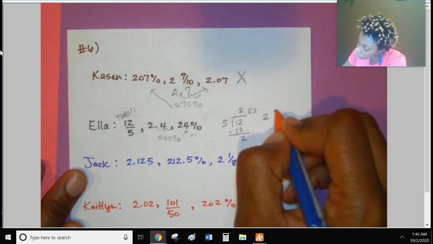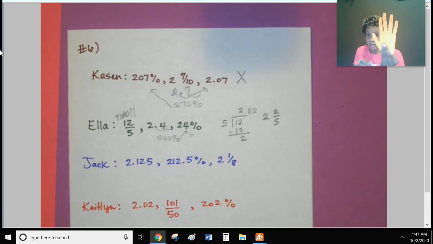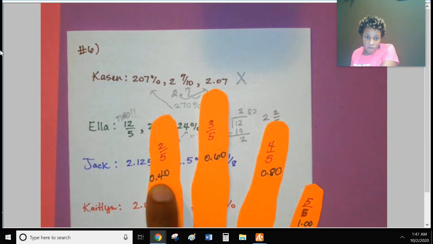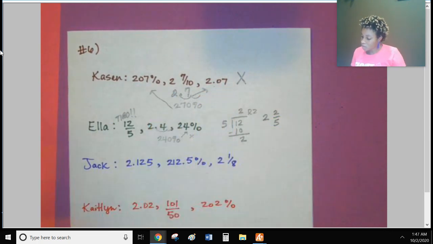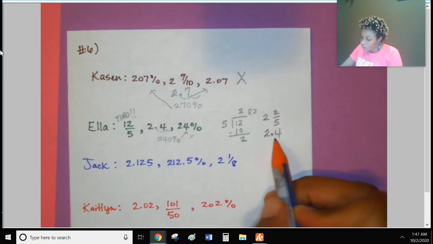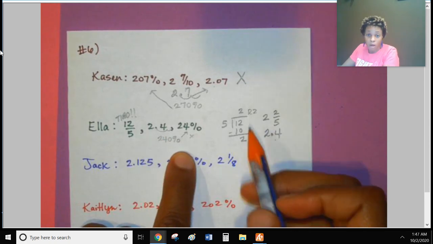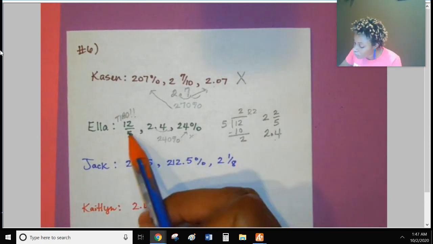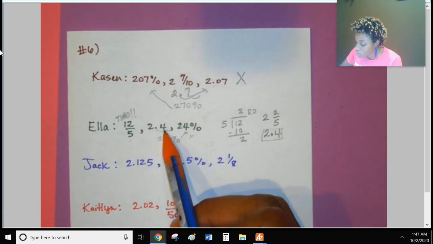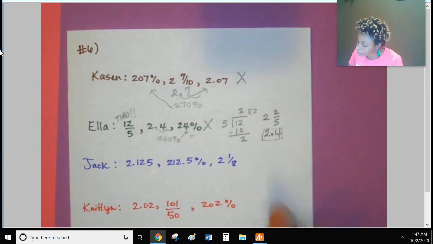2 and 2 fifths, which again, if we go to our hand, we have that 2 fifths is 40 hundredths or 4 tenths. So this is the same as 2 and 4 tenths. So this and this match, but the percent is not correct. Okay, all three have to be correct. So 12 fifths is the same as 2 and 4 tenths, these two match, but the percent is not. So bomb on Ella.